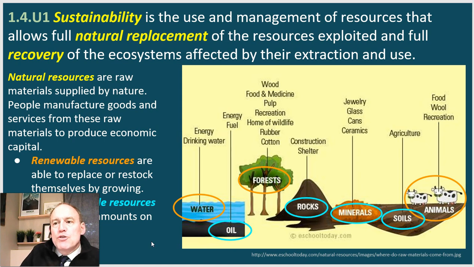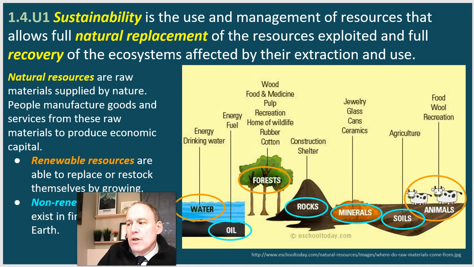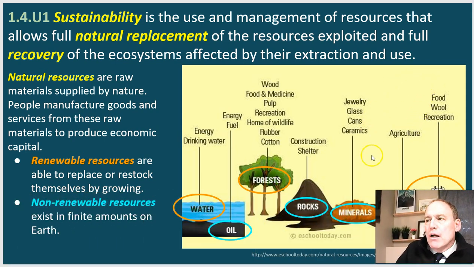Now, natural resources are the raw materials supplied by nature. People manufacture goods and services from these raw materials. So an example might be that we extract oil from the ground, refine it, turn it into something we can use. We could also use water for both energy production and for drinking water. Now, in terms of renewable resources, those are all over here, but they're also here in the water. Oil is not renewable, even though it's naturally produced. Forests are renewable, rocks, not renewable.